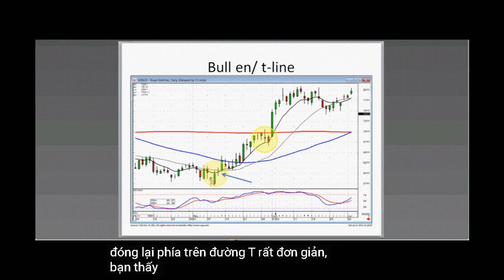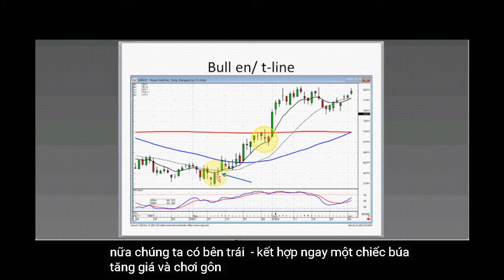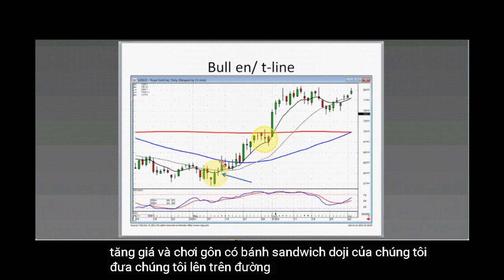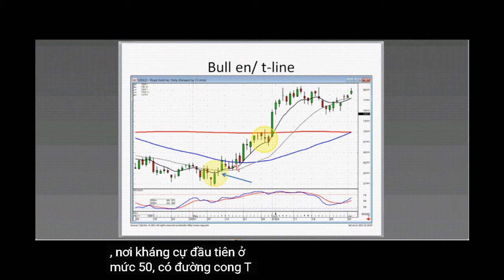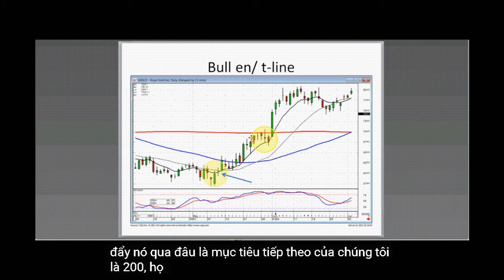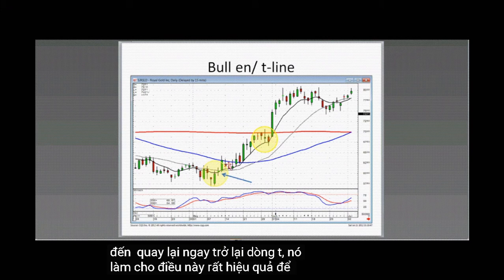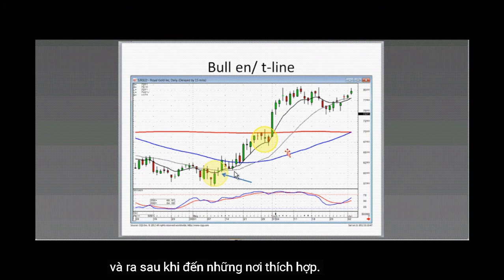Very simple. You see a bullish signal, and again, there's our left-right combo, a hammer, bullish engulfing. There's our doji sandwich that takes us up above the T-line. Where's the first resistance? At the 50. There's our T-line crunch. They push it through. Where's our next target? The 200. They fail at the 200. Where do they come back to? Right back to the T-line. It makes this very effective for getting in and getting out at the appropriate places.